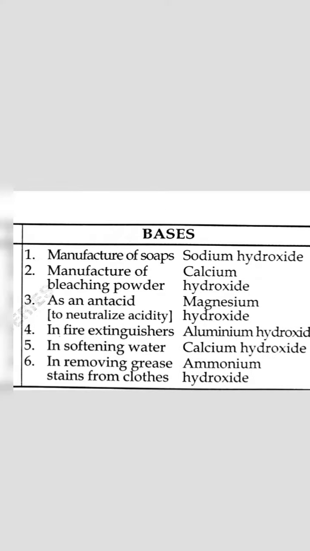Next part, uses of bases. For manufacture of soap, use sodium hydroxide. For manufacture of bleaching powder, use calcium hydroxide. As an antacid, that is to neutralize acidity, magnesium hydroxide. In fire extinguishers, aluminum hydroxide. In softening water, calcium hydroxide. In removing grease stains from cloth, ammonium hydroxide.